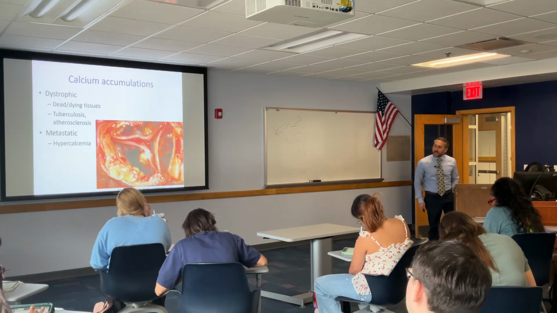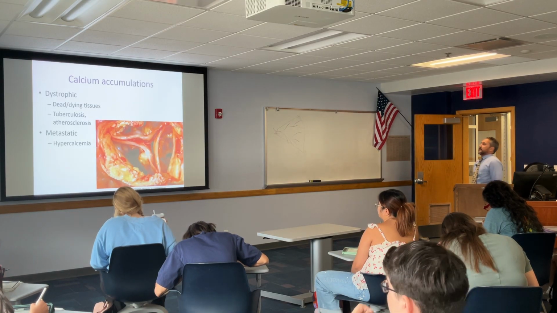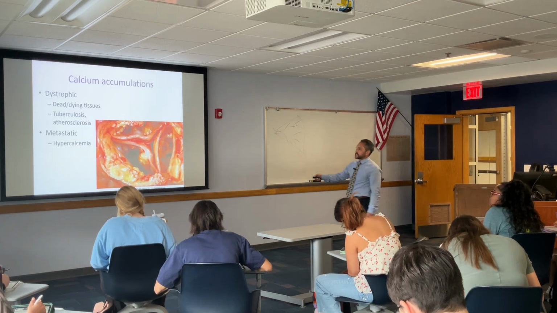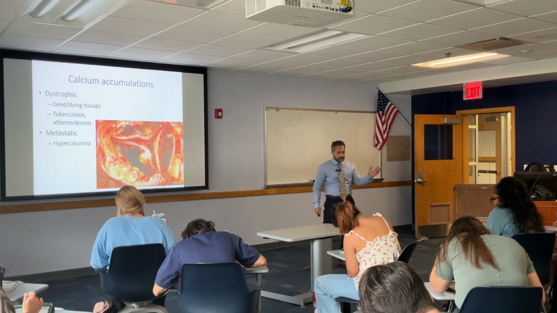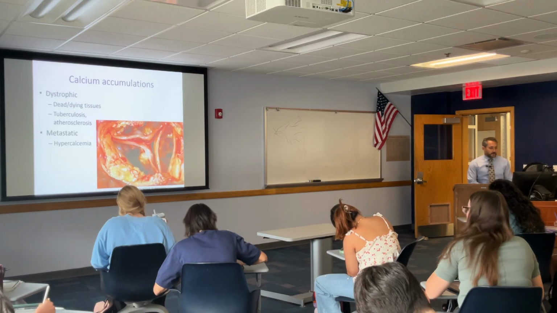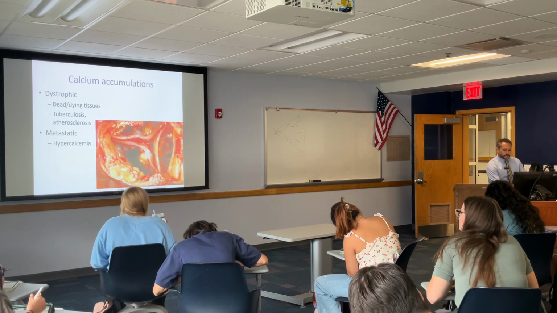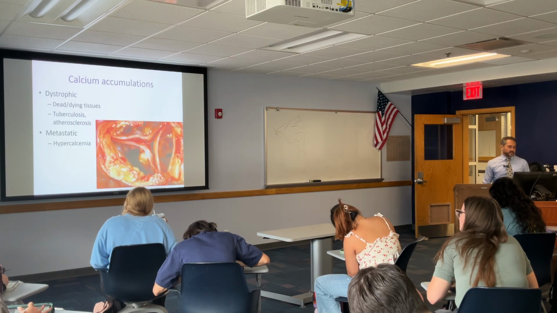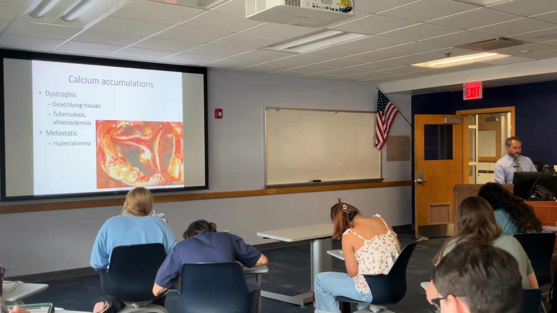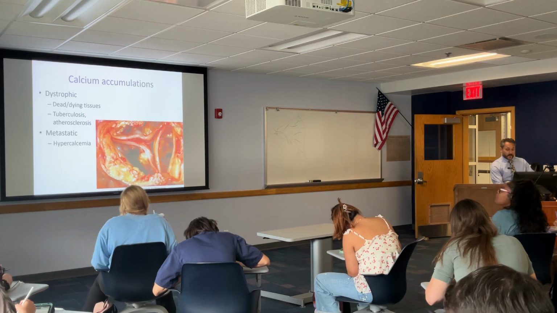So last for today, let's talk about calcium accumulations. And there's two different types. There's dystrophic and metastatic. Now, metastatic is not referring to cancer. It's referring to calcium accumulations. But dystrophic is found in dead and dying tissues. You'll see dystrophic with atherosclerosis. You'll see it with tuberculosis patients and in heart valves.